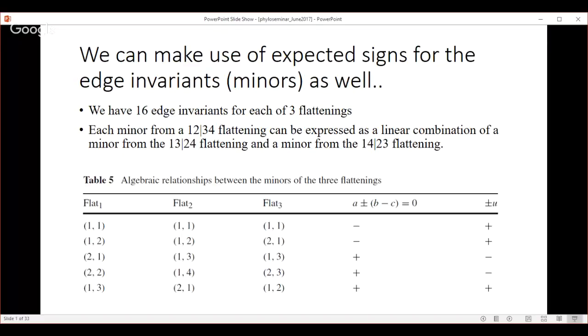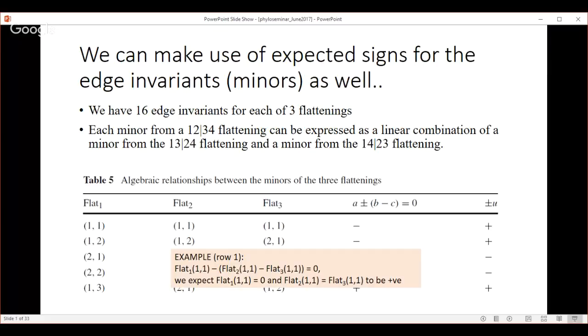And so we've got a table where you can define all the algebraic relationships between minors that come from the three flattenings. So how do we interpret this table?